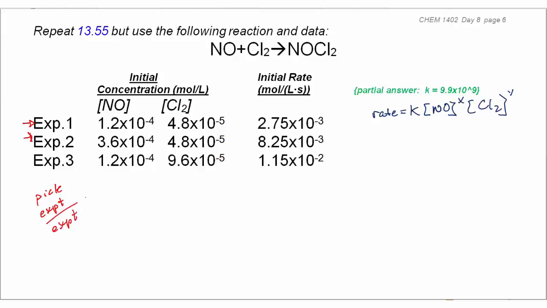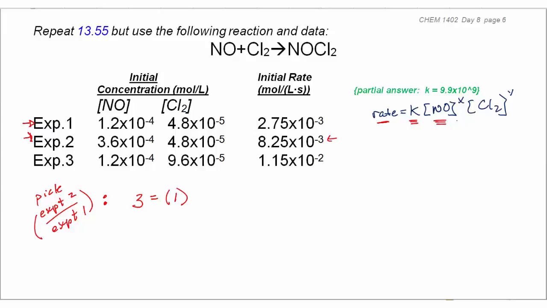And which one is bigger? It looks like experiment 2 is bigger, has bigger numbers. So I'm going to divide experiment 2 by experiment 1 and find out what those ratios are. First, divide the two rates: 8.25 times 10 to the negative 3 divided by 2.75 times 10 to the negative 3. I get 3. Divide the two rate constants. I get 1.